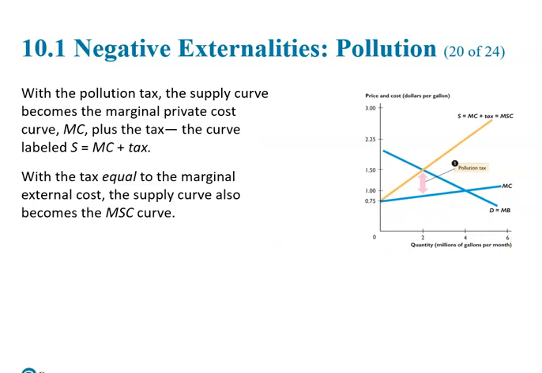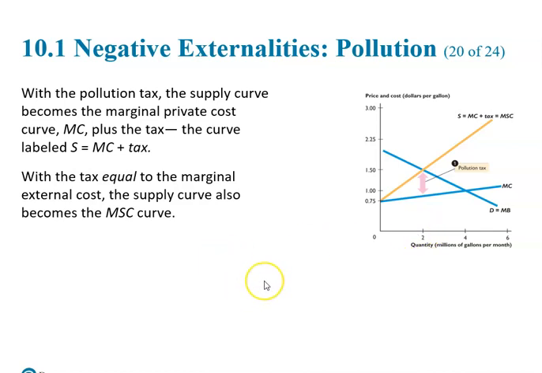What will happen is that because of this pollution tax, we will get to this efficient outcome where the marginal social cost is equal to the demand curve. And over here you will see that the production will fall from 4 million gallons per month to 2 million gallons per month. So overproduction will not happen.